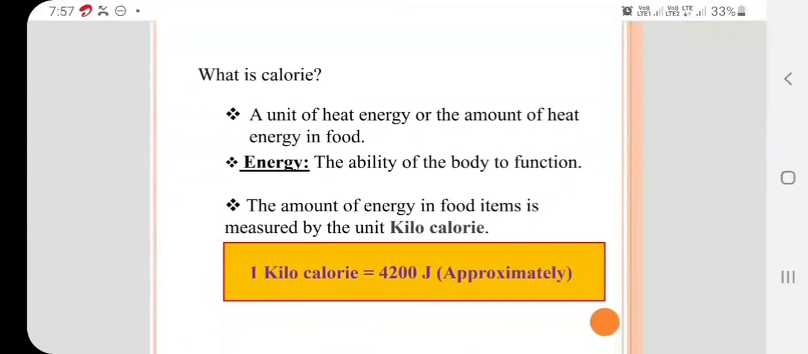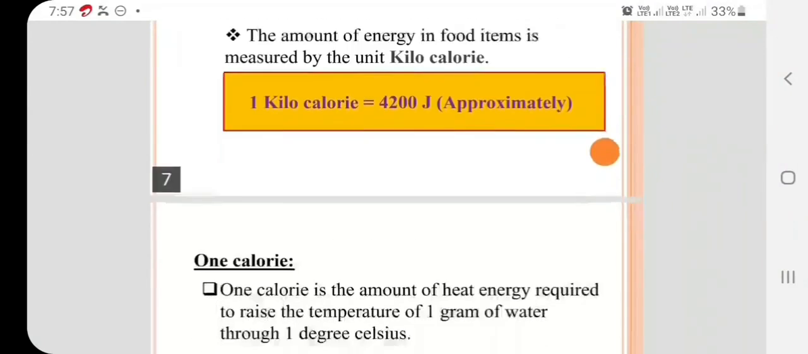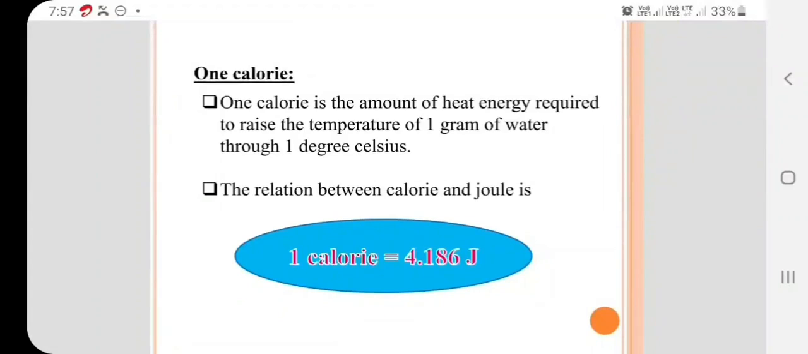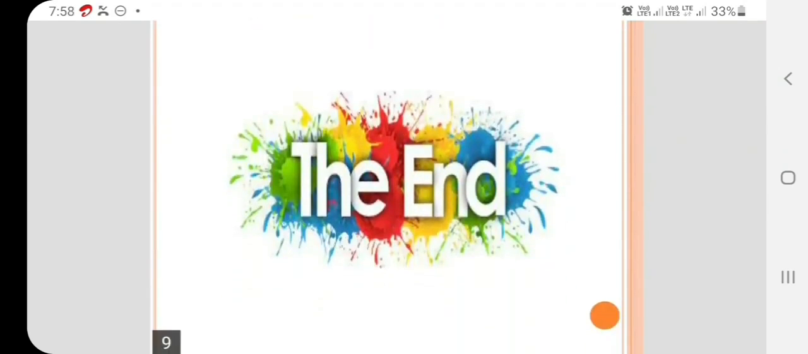Next, we have seen about calorie. So 1 kilocalorie is equal to 4200 joules. And this is an important definition, 1 calorie. So 1 calorie is the amount of heat energy required to raise the temperature of 1 gram of water through 1 degree Celsius. 1 calorie is equal to 4.186 joule. With this, the lesson is over.